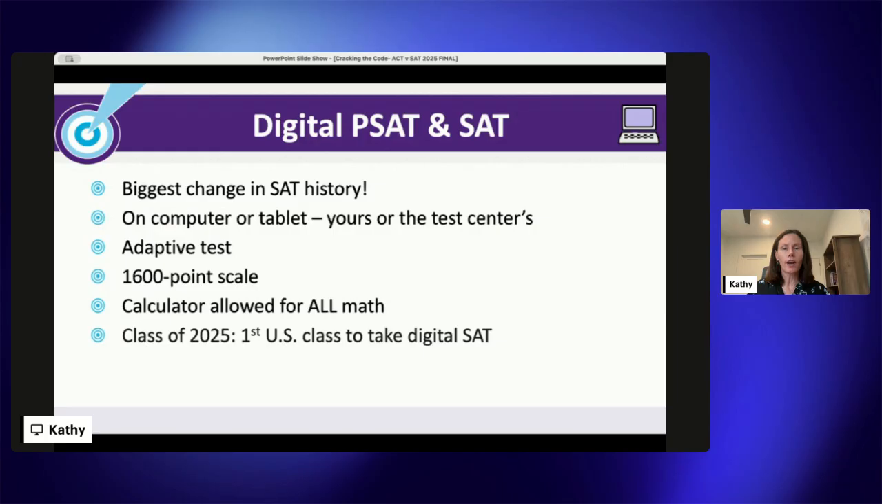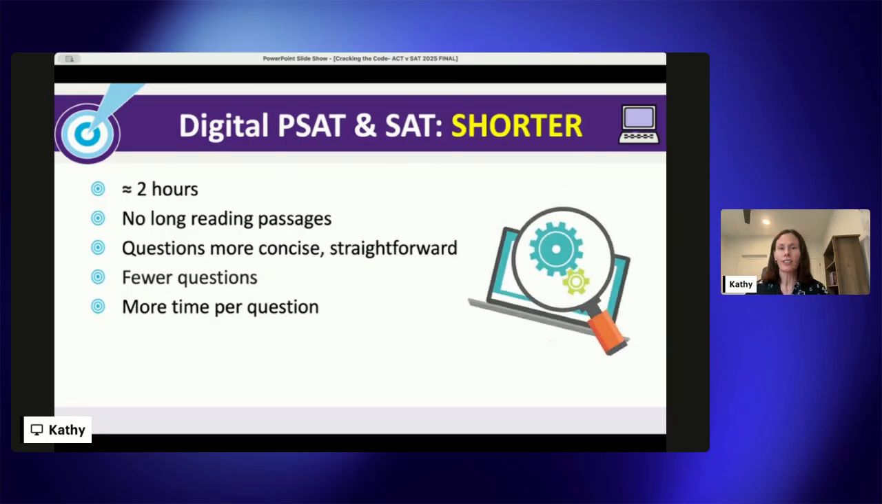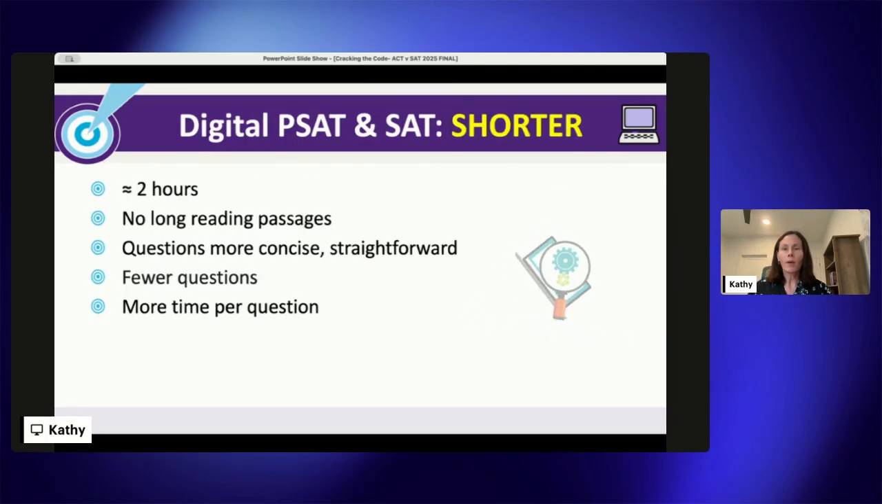More on that in a moment. It's still scored on that familiar 1,600-point scale that's been around for a long time. Calculator is allowed for all math. And our recent high school graduates, my class of 2025, were the first US class to take the digital SAT. One of the things that students really like about this new digital format is that it's a much shorter test. Before, it used to come in at around 3 hours, and now it's just a little over 2 hours in length.